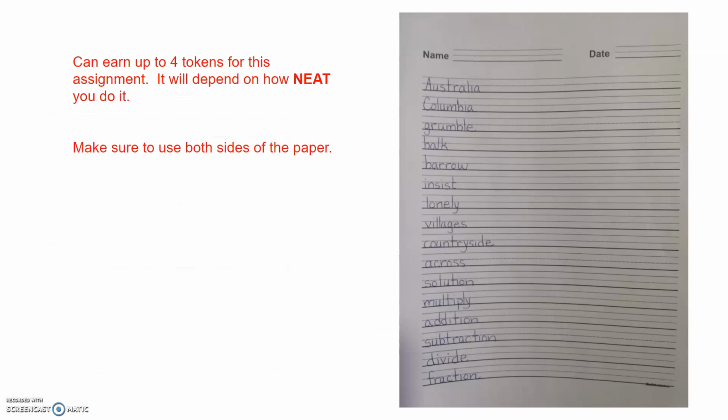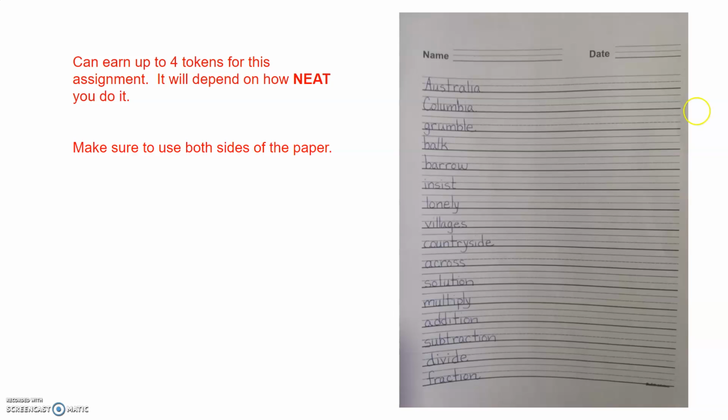And then for this page, you are going to just write these words properly, the way I wrote them, spaced on the lines. The small letters should touch the middle line and the bottom line. The small letters should not go above the lines.